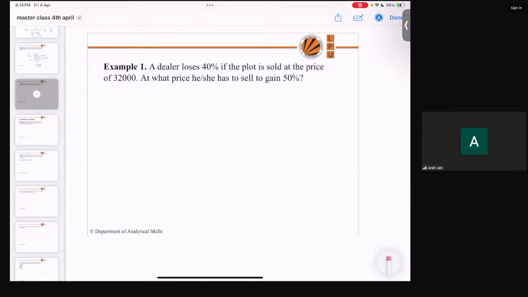Again, the same type. Suppose cost price is 100x, the selling price is 60x. A dealer lost 40% if he sold at 32,000, which means the 60x is equal to 32,000. What price should he sell to gain 50%? To gain 50% means the cost price is same, 100x. Gain 50% means selling price will be 150x.